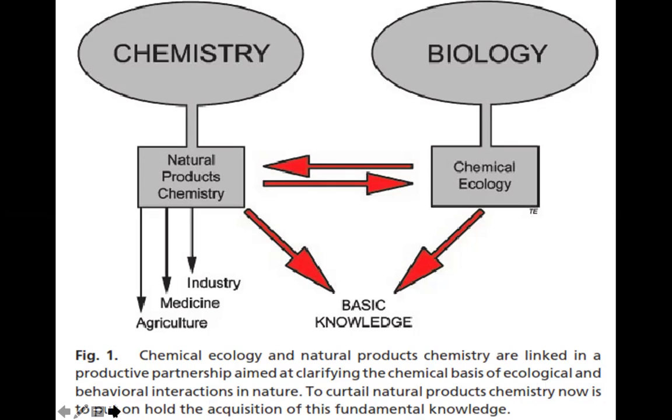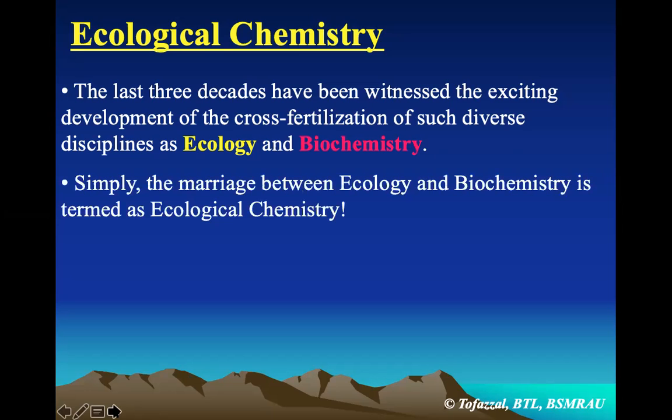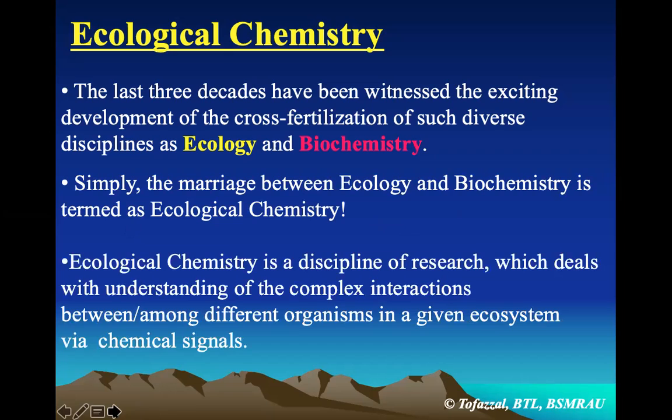Now let us start the main keyword of your course, ecological chemistry. The last 3 decades have witnessed the exciting development of cross-fertilization of such diverse disciplines as ecology and biochemistry. Ecological chemistry, this new discipline and research subject, originated from the cross-fertilization of two disciplines, ecology and biochemistry. You can say the marriage between ecology and biochemistry is called ecological chemistry. Ecological chemistry is a discipline of research which deals with understanding the complex interactions between and among different organisms in a given ecosystem via chemical signals.